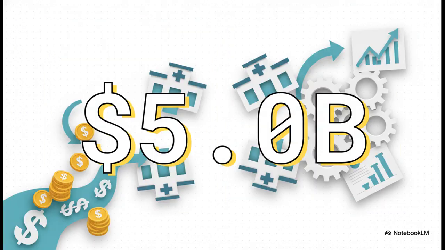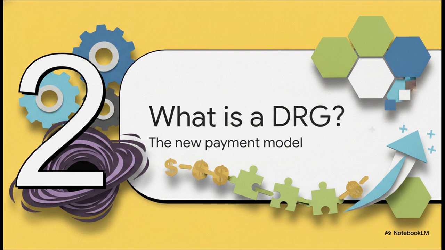And just to put the sheer scale of this into perspective, the Centers for Medicare and Medicaid Services projects that payment rate changes are going to increase Medicare hospital payments by a staggering $5.0 billion in fiscal year 2026 alone. Yeah, $5 billion. When you've got billions of dollars on the line like that, the payment mechanism dictates absolutely everything. Which brings us to part two. What exactly is a DRG?